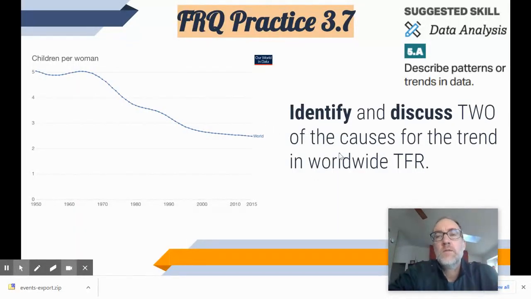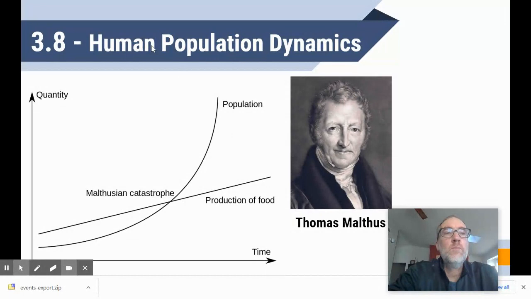Okay, here's what I'd like you to do: identify and discuss two of the causes for the trend in worldwide total fertility rate over time, describing patterns in data. Okay, 3.8, human population dynamics.